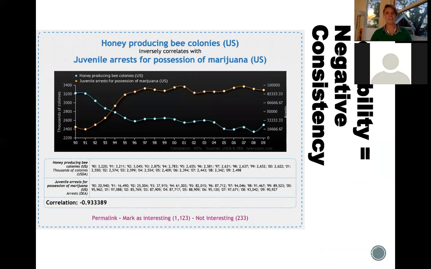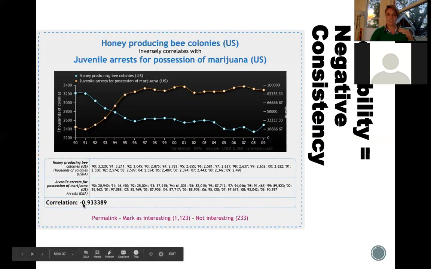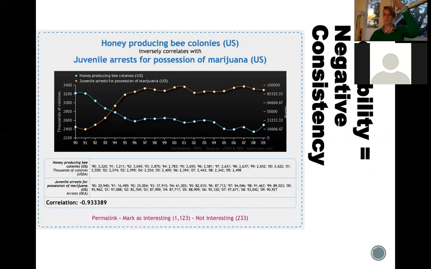There's a website where you can select different random things and discover that they correlate. Apparently, as honeybee producing colonies decreased, juvenile arrests for possession of marijuana went up. This comes out as a negative correlation, as you can see there, but very consistently negative. One is decreasing, one is increasing.